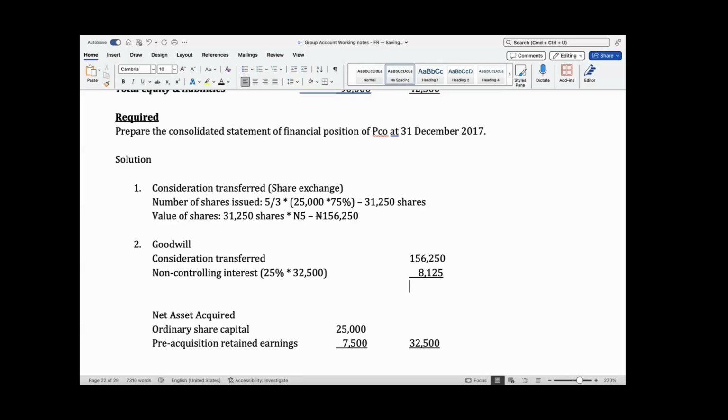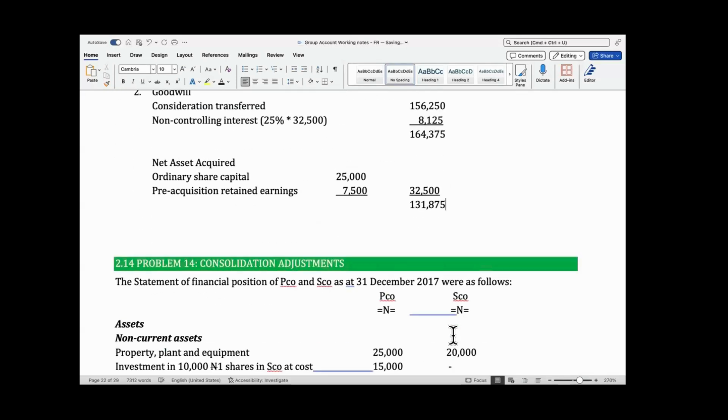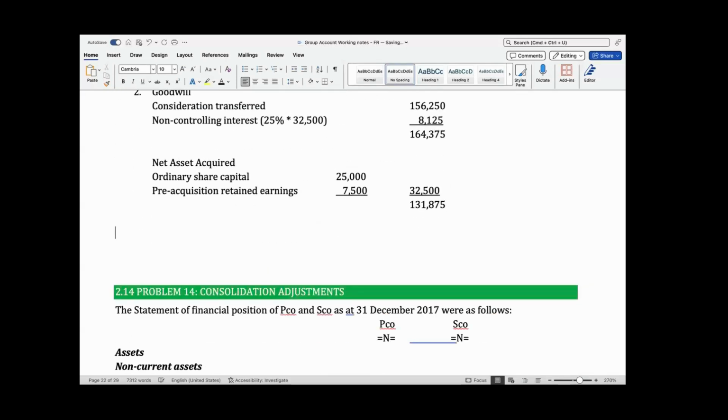164375. So what's my goodwill? 13,118,375... 1,875? This is the biggest goodwill ever. So it's a good deal.